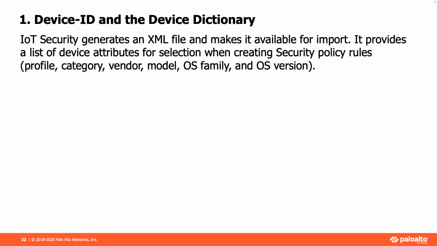As I said, the device dictionary defines what the device is and what type of device it is. Is it a smart doorbell? Is it a security camera? Who made it? Samsung or HP or whatever. What model is it? Is it 2 years old, 4 years old? Is it the newest model? Is it an old model? What OS is it running? Is it running Linux? Is it running something else?